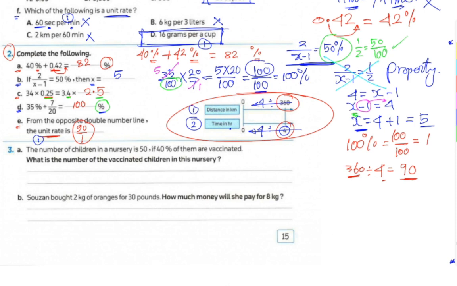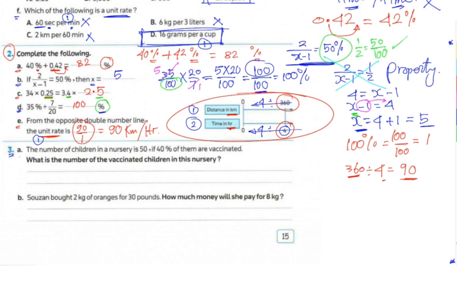That's it. Don't forget, unit rate. I don't need this one. So the unit rate is 90. 90 what? Unit rate must have units. The first term was in kilometers and the second term in hours. So that's kilometers per hour. That's it, and that's the end of question number 2. Complete the following. Let's go to question number 3.